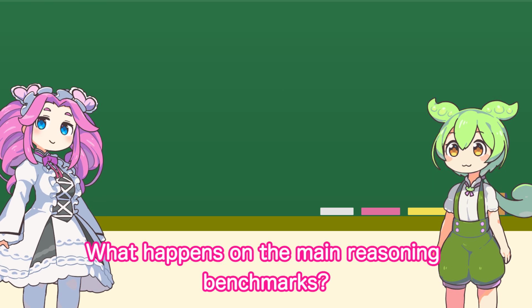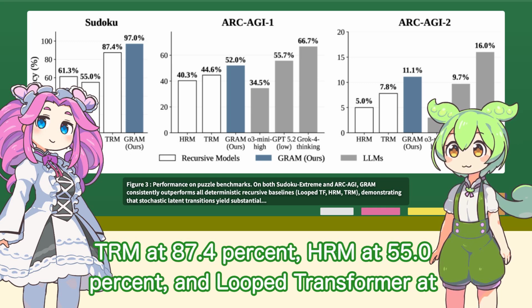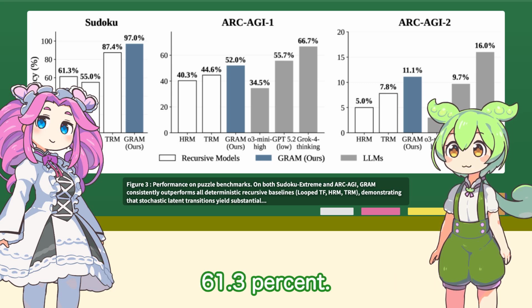What happens on the main reasoning benchmarks? On Sudoku Extreme, GRAM reaches 97.0% accuracy. That is above TRM at 87.4%, HRM at 55.0%, and Loop Transformer at 61.3%.